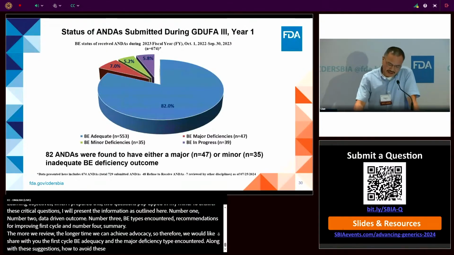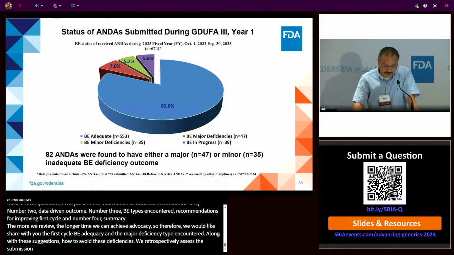We retrospectively assessed the submission quality and commonly observed BE deficiencies from 729 ANDAs submitted during GDUFA III year 1, and identified 82 ANDAs that are BE inadequate.